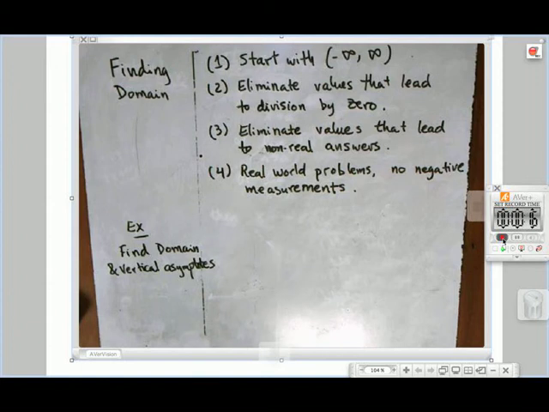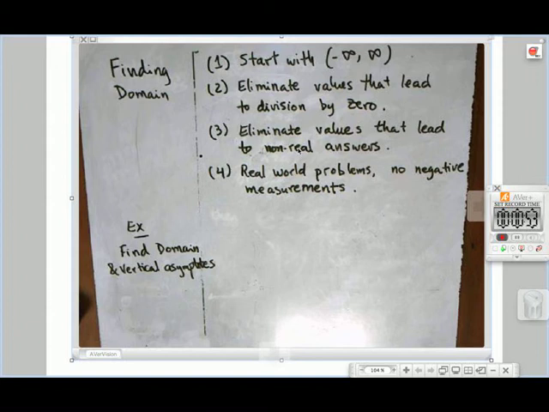First we want to start with all real numbers, from negative infinity to positive infinity, and the strategy is let's start with everything and then eliminate values that are invalid, that cause us problems. So eliminate values that lead to division by 0. Eliminate values that lead to non-real answers. We are not dealing with imaginary numbers in these functions. And then for real world problems, no negative measurements. For example, the diameter of a circle cannot be a negative number. The area of a square cannot be a negative number.